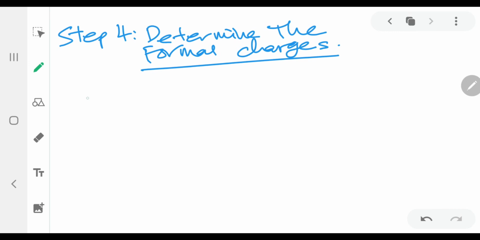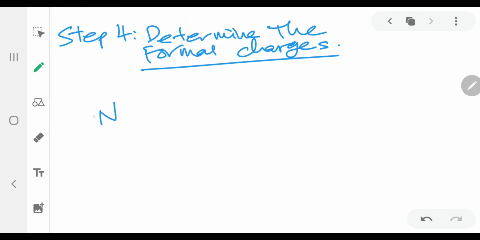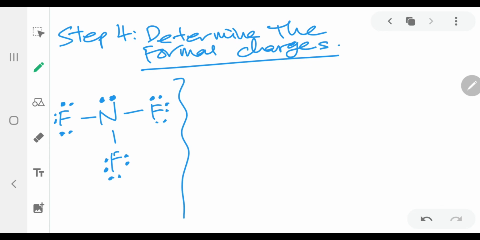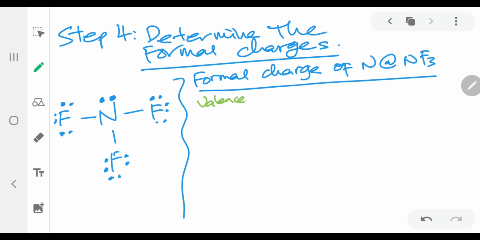So what if they want you to determine the formal charge? When the question wants you to determine the formal charge, you're going to draw the structure first, like this. Don't forget the lone pairs. First, I'm going to identify the formal charge of N in NF3. The formula over here is valence electrons minus number of electrons at lone pair minus number of bonding pairs.